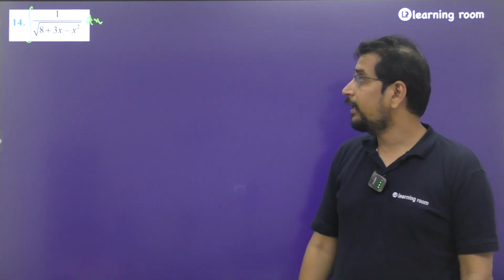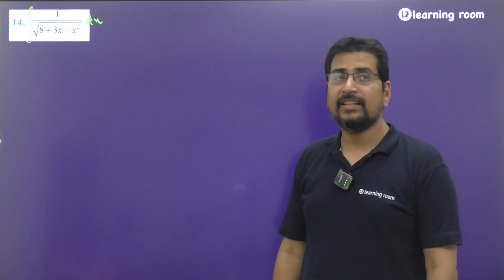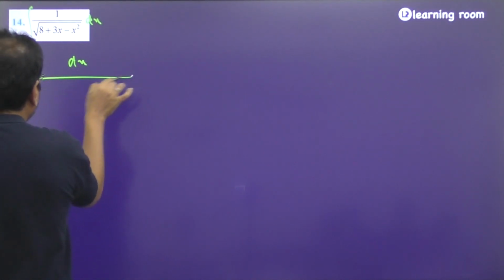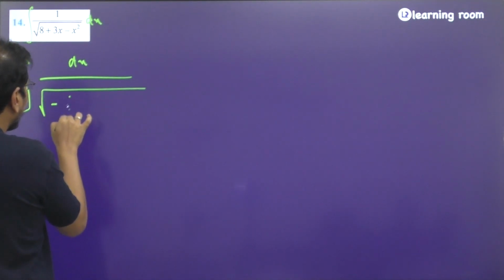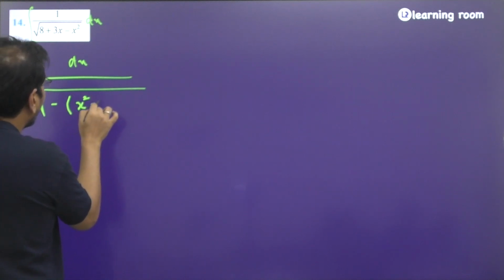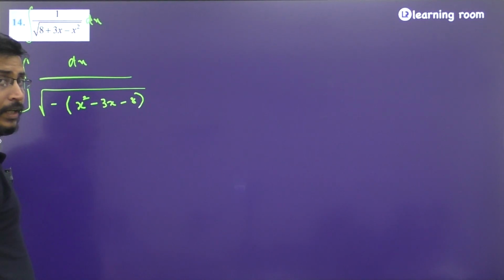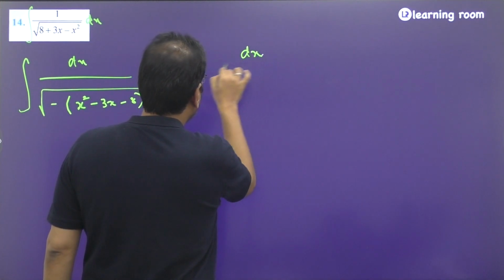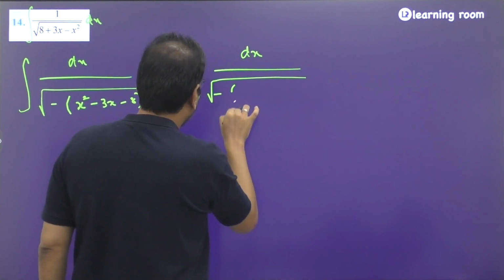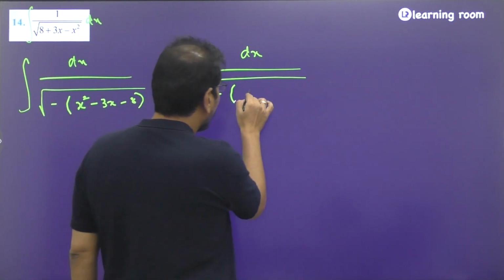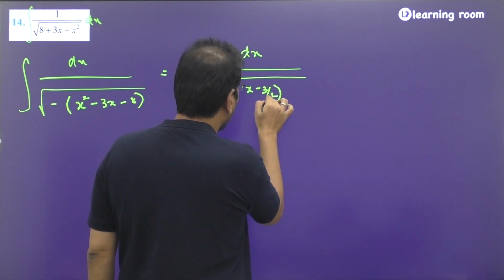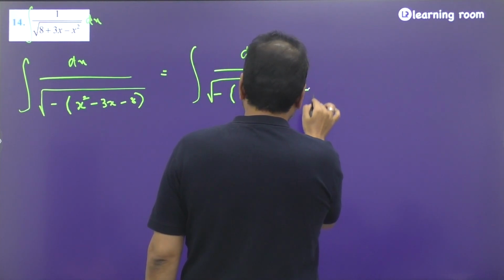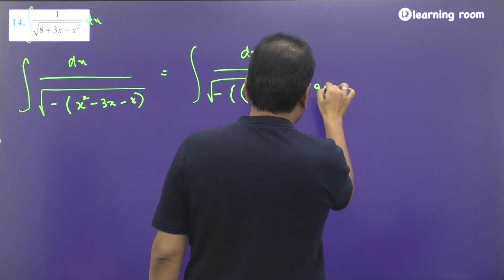Integral of 1 by root of 8 plus 3x minus x square. Okay. So integral of dx divided by square root of, if I take the minus sign outside, negative of x square minus 3x minus 8, right? This will be integral of dx divided by square root of minus of x square minus 3x minus 8 means it is x minus 3 by 2 the whole square, x minus 3 by 2 the whole square minus 8 minus 9 by 4.